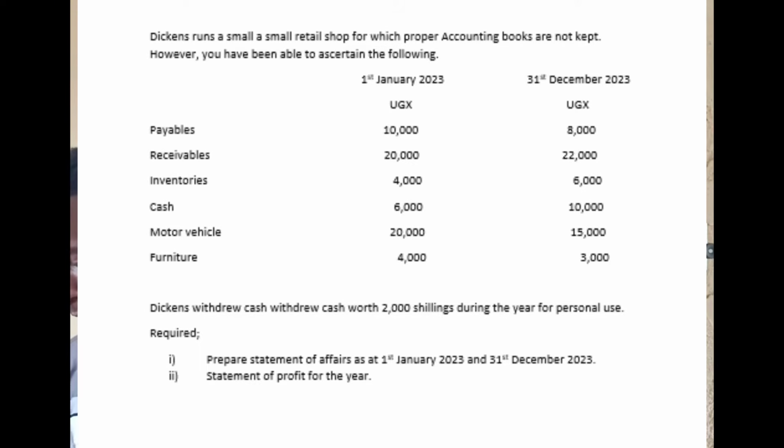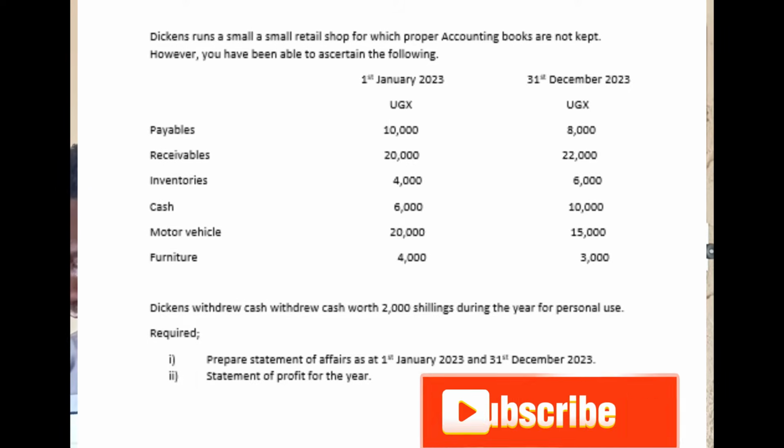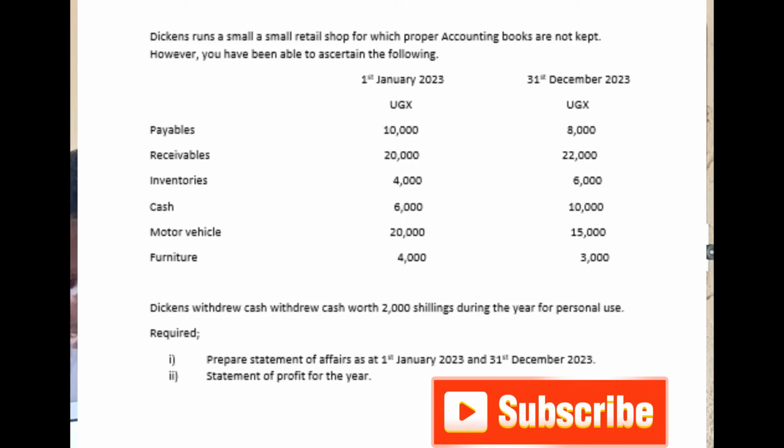Now we have payables, 1st January 10,000, 31st December 8,000. Receivables, 1st January 20,000, 31st December 22,000. Inventories, 1st January 4,000, 31st December 6,000. We have cash, 1st January 6,000, 31st December 10,000. Then motor vehicle, it was 20,000 on 1st January, and 15,000 on 31st December. Then furniture was 4,000 on 1st January, and then 3,000 on 31st December.